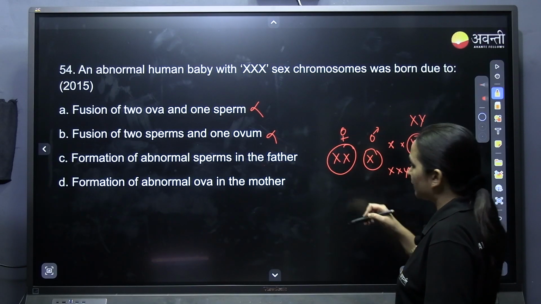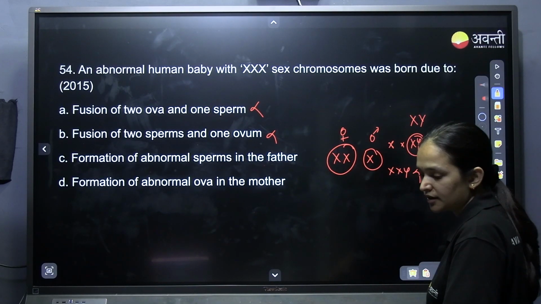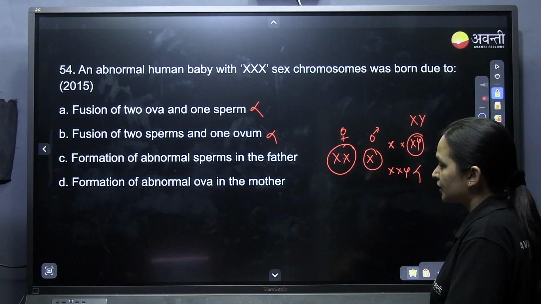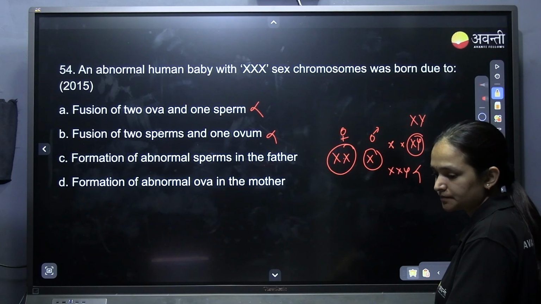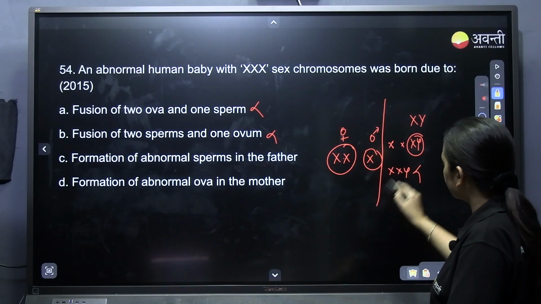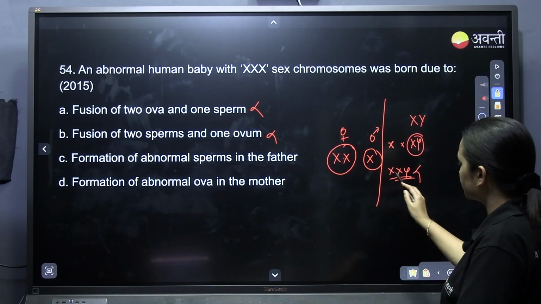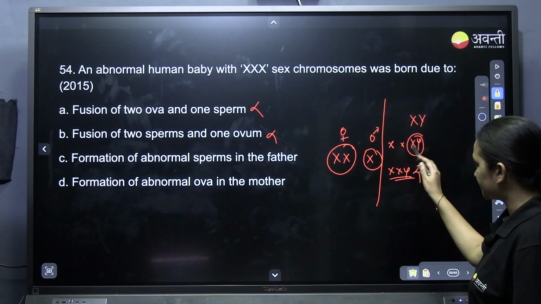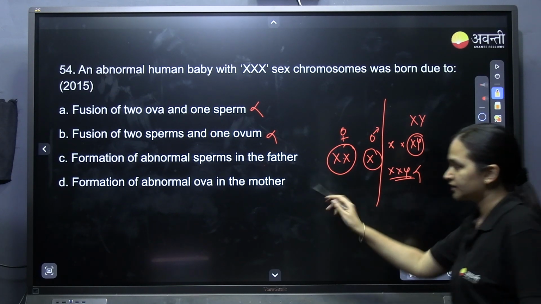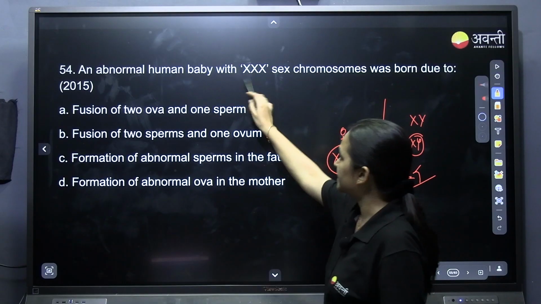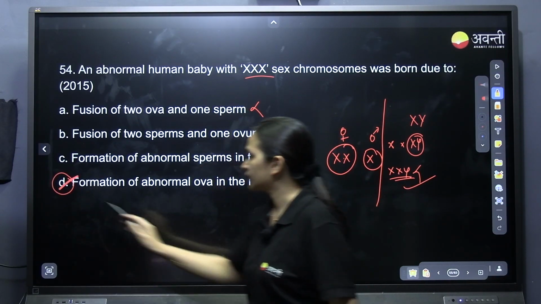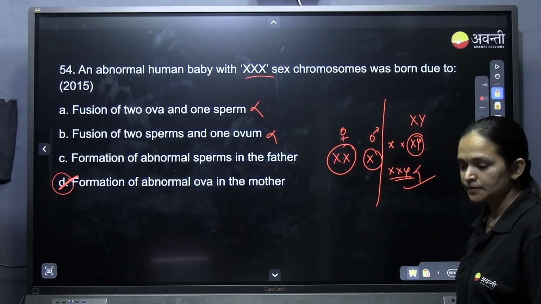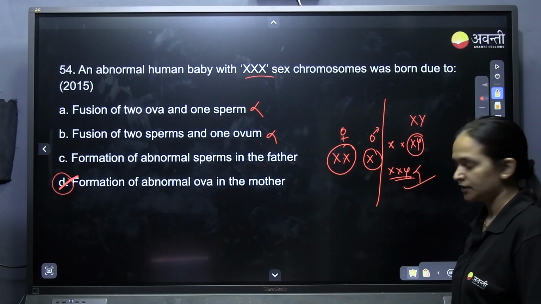Okay, fine, but in the mother non-disjunction occurs, right? So it is a formation of abnormal ova in the mother, not in the father. If it were the father's case, it would give XXY. Now, it is the mother's case. But here they have given XXX, which means abnormal formation of ova in the mother. Understood? Any doubts? Yes.